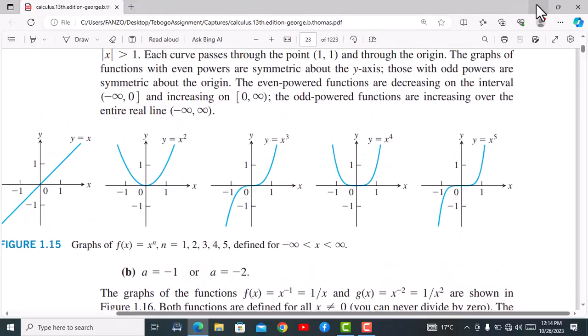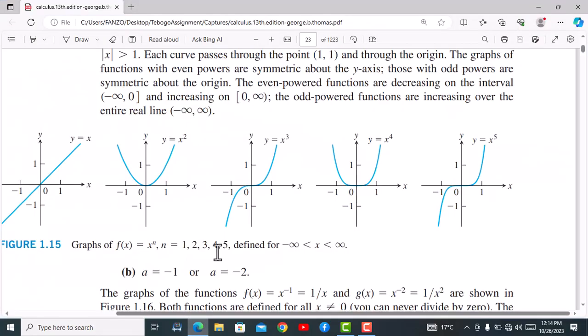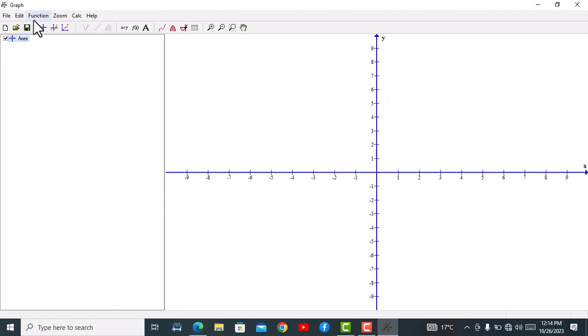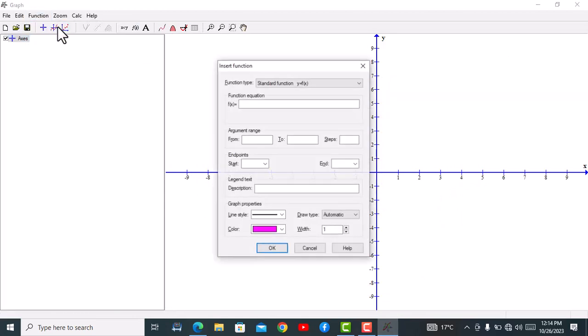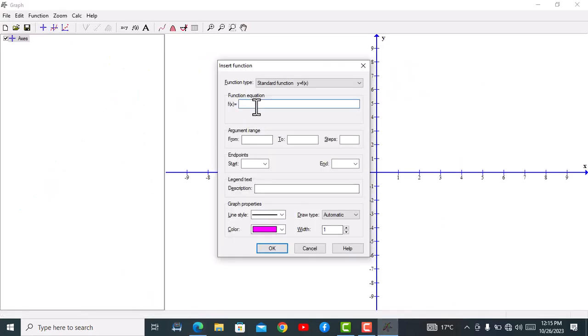So what I'm going to do, I'm just going to come somewhere here. There it is. And what we want to do there is to draw these functions and investigate a few things. So let me just say close. I'm going to come here and say insert a function. So the very first function that I'm going to insert is y equals x. So f at x equals x. Remember, this is y. So y equals x.